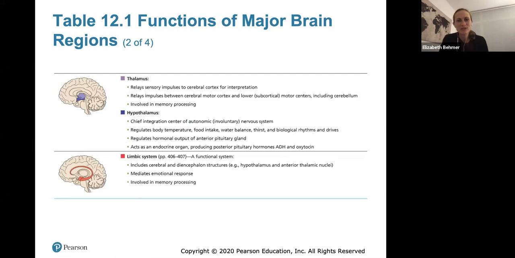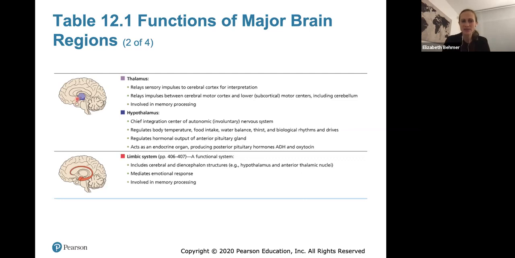The thalamus relays all the sensory impulses to the cerebral cortex. Your thalamus is located right in the center of the brain. It receives all sensory information, filters it, and acts as the relay station to send that sensory information to the specific part of the brain it should go to. It's also involved in memory processing.